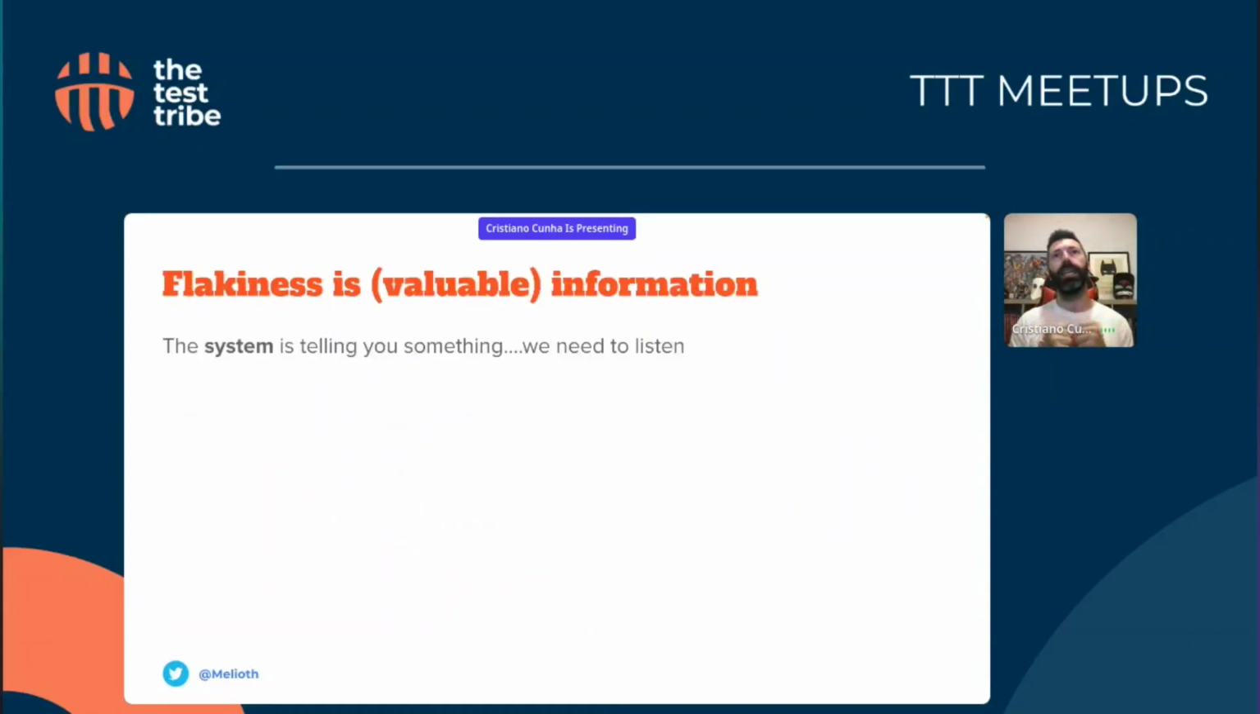Because flakiness is valuable information. Like I said, the system is telling you something, and we need to listen. Because if you have performance or concurrency issues, you will see that the application will behave differently. And most of the time, we will see slower applications on development or quality environments and faster applications in production because the environments where they are running are not equal.